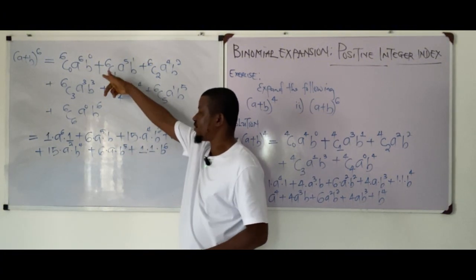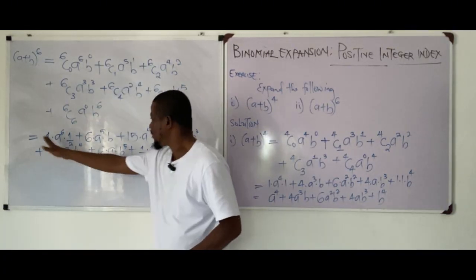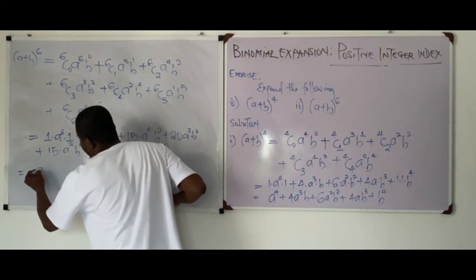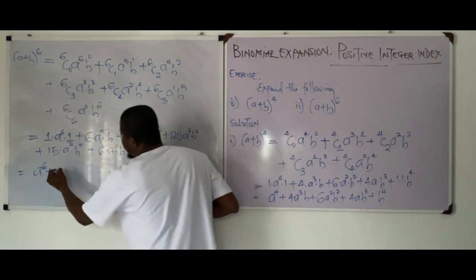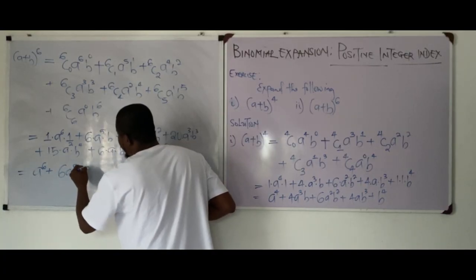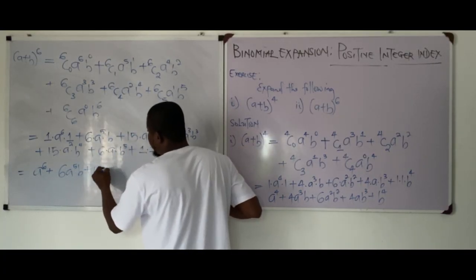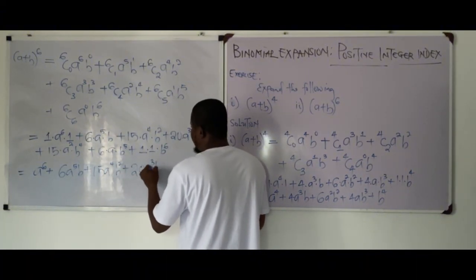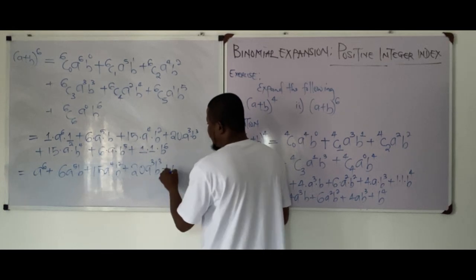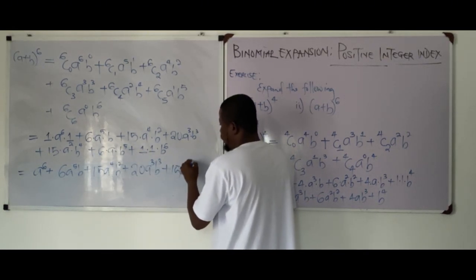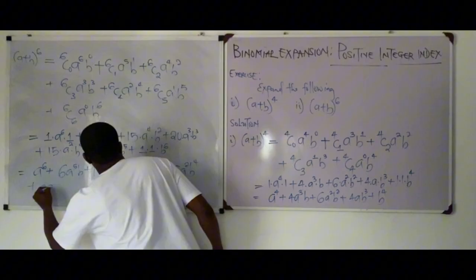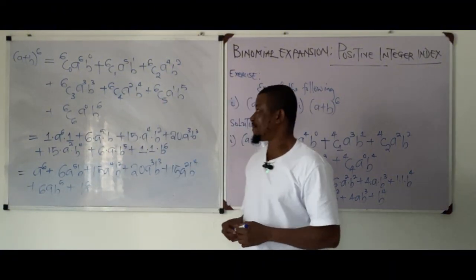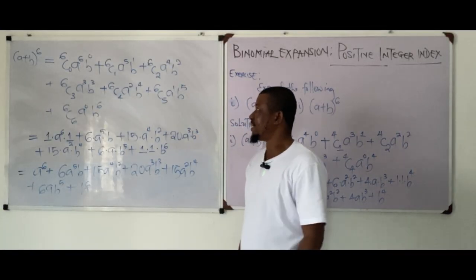This is the simplification of the combinations. Now let's simplify all these multiplications here. So 1 times a to power 6 times 1 is a to power 6. Plus if I multiply all of this, I have 6a to power 5b plus this is 15a to power 4b squared plus this is 20a to power 3b cubed plus this is 15a squared b to power 4 plus this is 6ab to power 5 plus b to power 6. And this is our expansion of that problem, (a + b) to power 6.